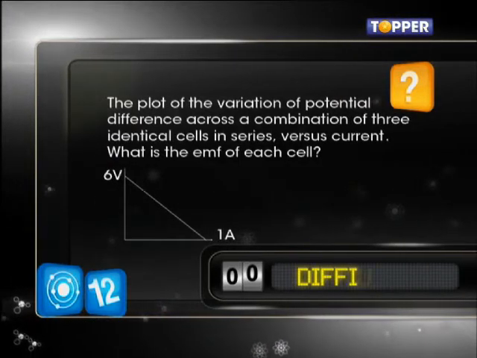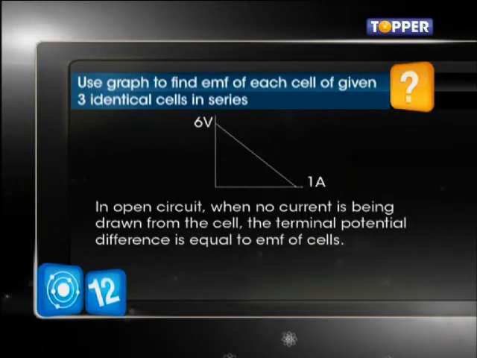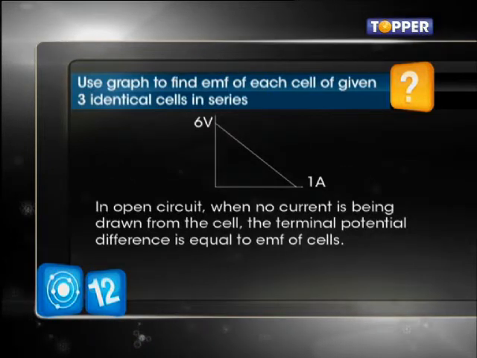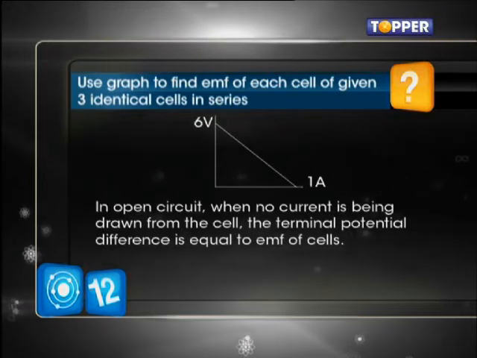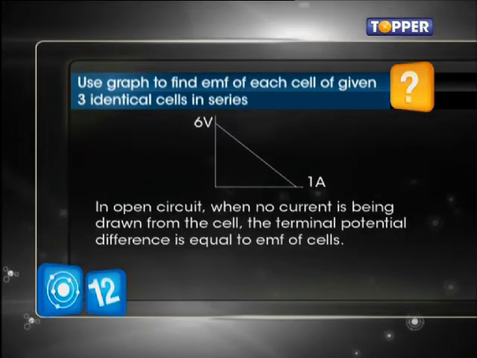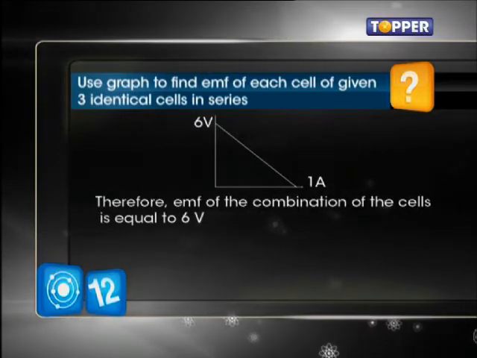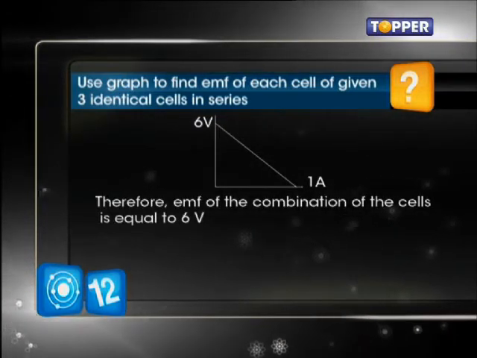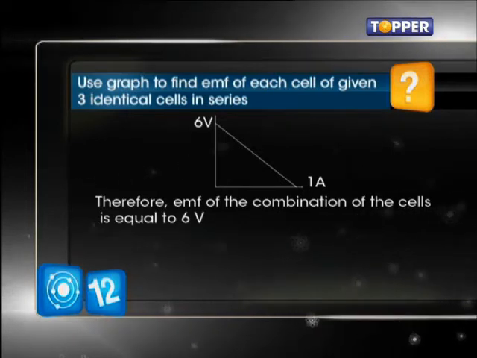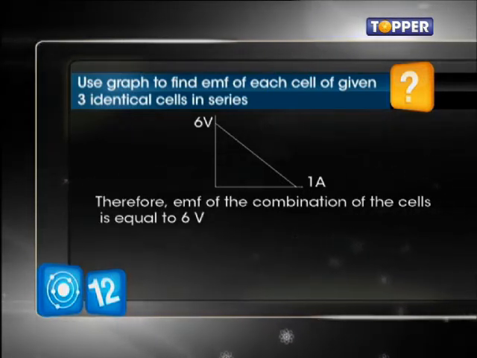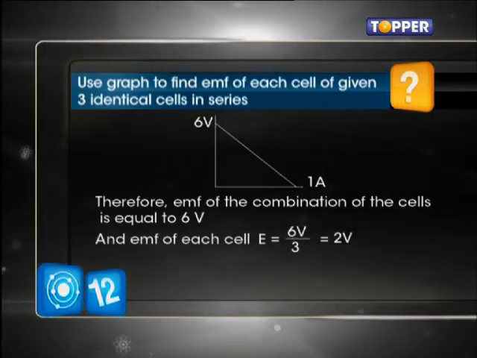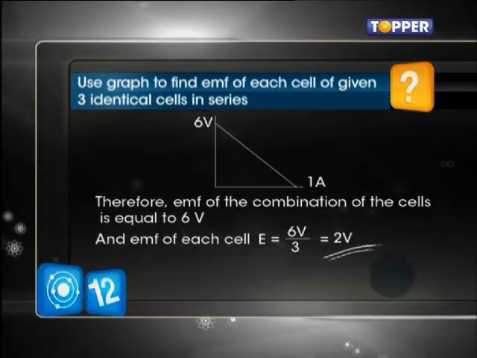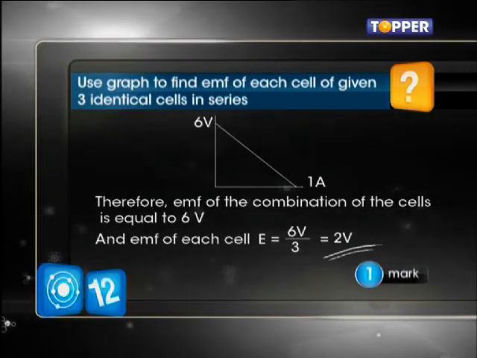Let's see how to solve it. The key idea is that in open circuit, when no current is being drawn from the cell, the terminal potential difference is equal to EMF of cells. From the graph you can see that when current is 0, EMF is 6 volts. So, this is the EMF of the combination of cells. And EMF of each cell is equal to 6 volts by 3 equal to 2 volts. Thus, you score 1 mark.